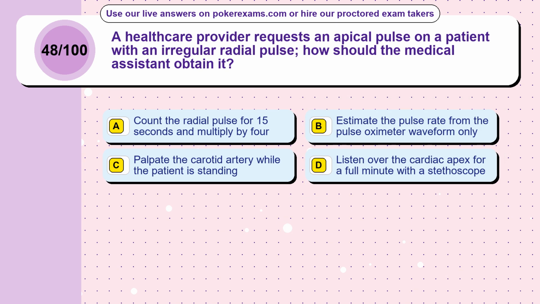Question 48. A healthcare provider requests an apical pulse on a patient with an irregular radial pulse. How should the medical assistant obtain it? Option A. Count the radial pulse for 15 seconds and multiply by 4. Option B. Estimate the pulse rate from the pulse oximeter waveform only.